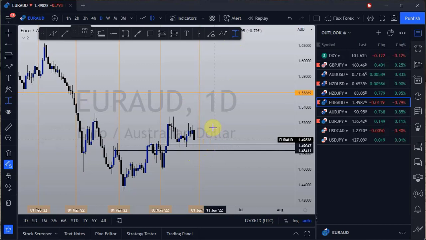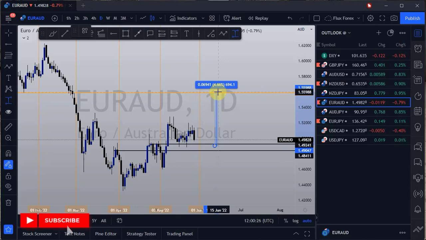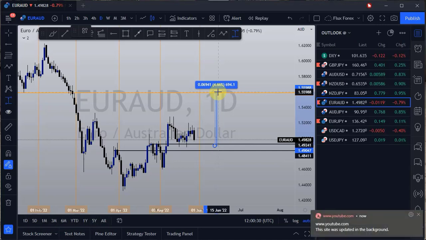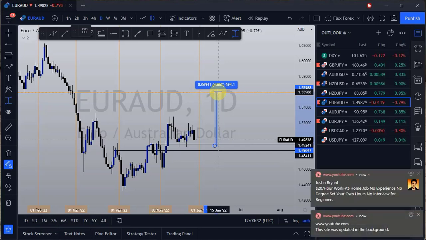So from this zone at least to this area, that is going to give us about 690 pips. Don't forget this is a daily time frame, and once it pays out, or once it comes into play, it's going to be a swing trade.